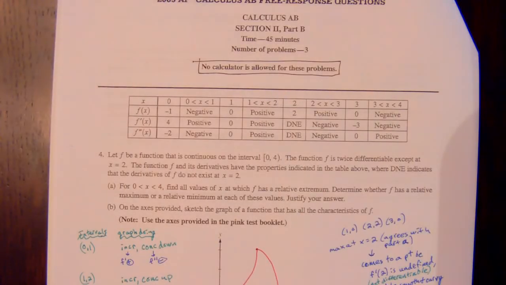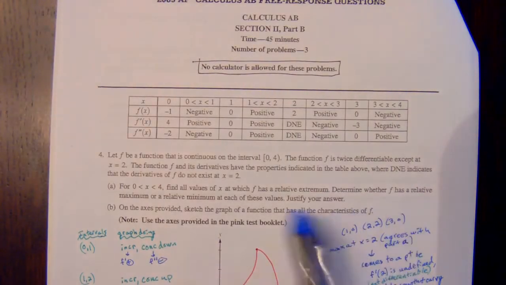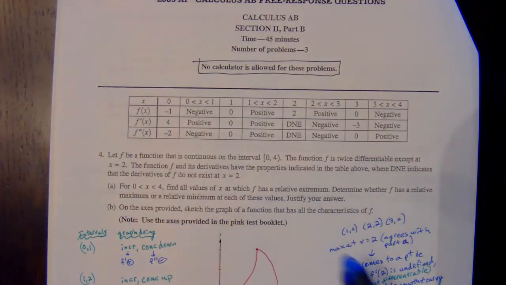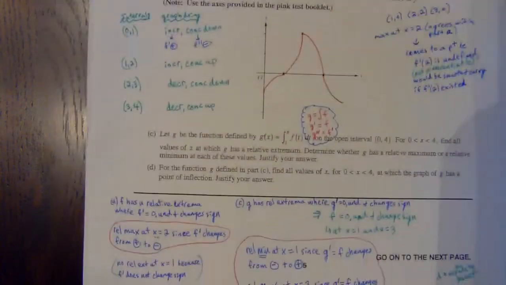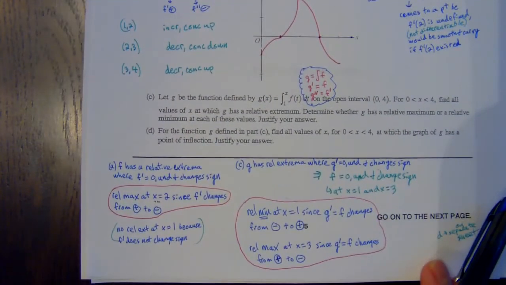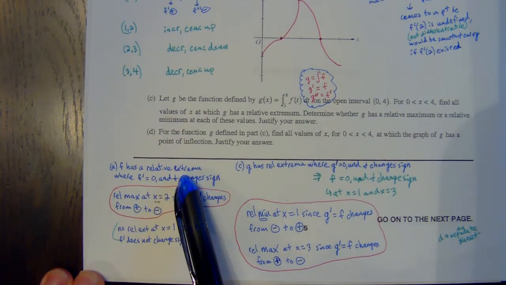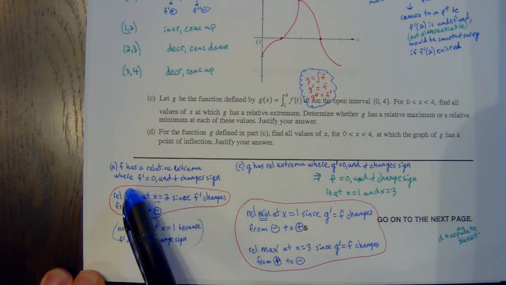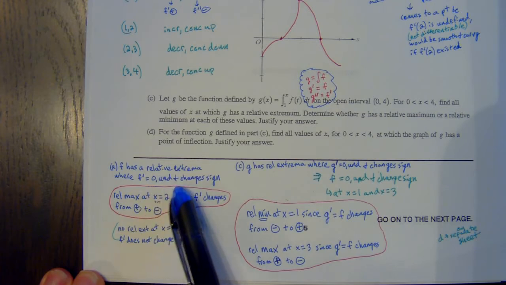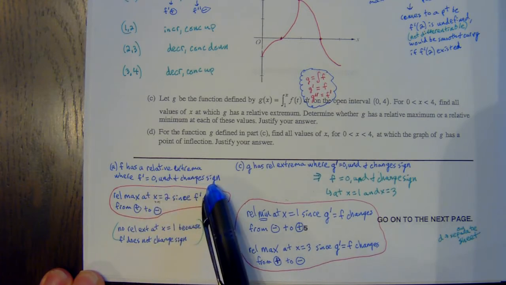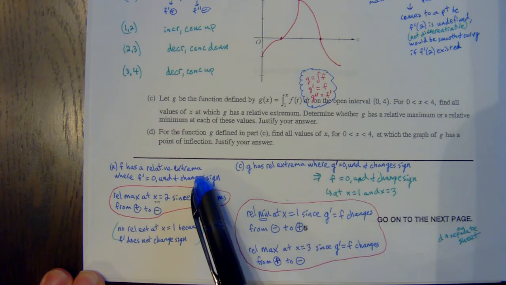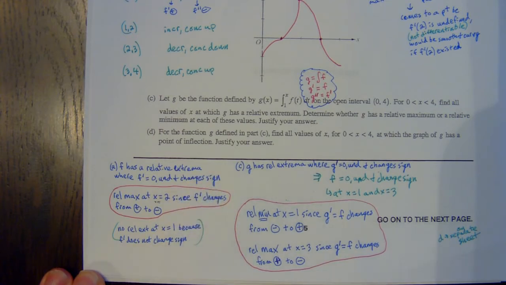So for part A, it says determine whether f has a relative max or relative min. What I have down here for us is the justification for letter A. I kind of talked myself into getting the right answer here. I just mentioned that f has a relative extrema, meaning a relative max or min, wherever that first derivative is equal to 0 or undefined and changes sign. That's the big thing. The derivative must change sign to be an extrema. And then once we figure those out, you can classify them as max and min.